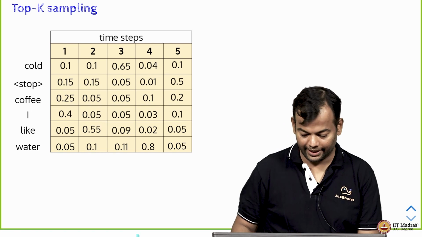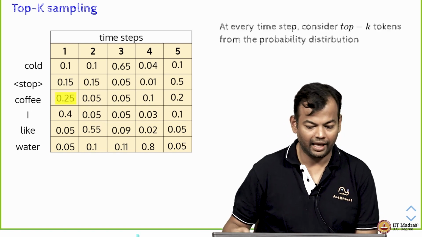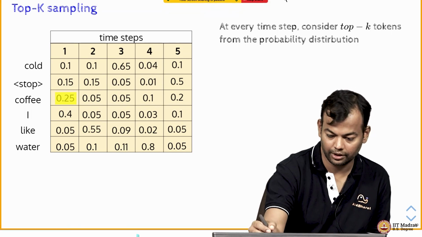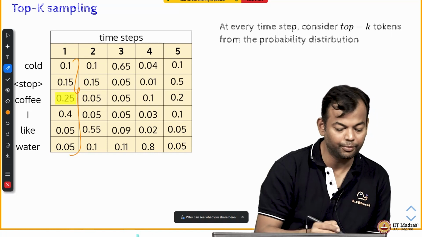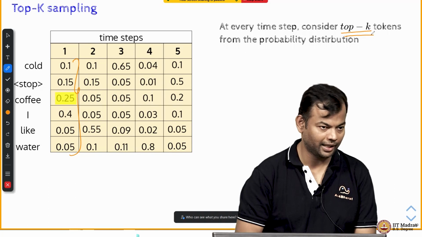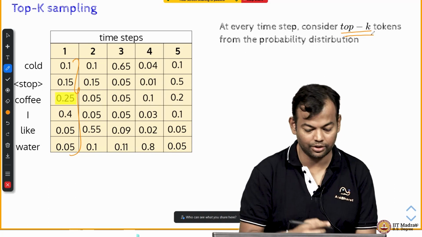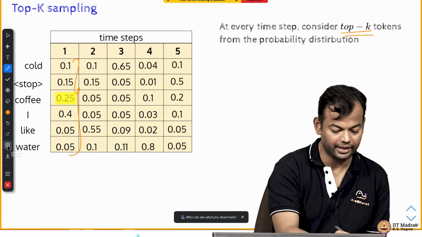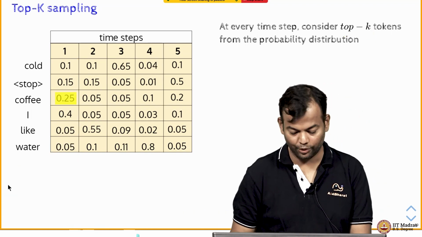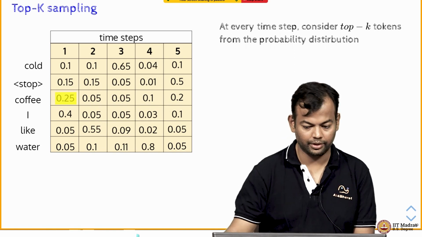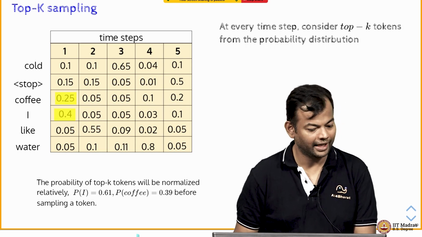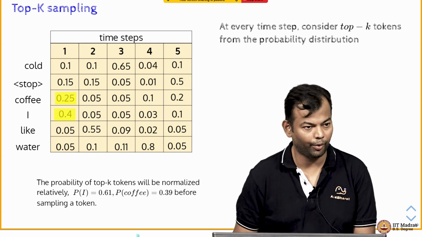So once again at time step 1, we have this as the distribution. I gave go as the input and these are the probabilities. I will consider the top k tokens. That is why, as I said, it may sound like beam search, but it is not. Let us see what the difference is. Let us consider k is equal to 2. So I am going to take the top 2 tokens. The top 2 tokens are coffee and I. They had probabilities 0.25 and 0.4.